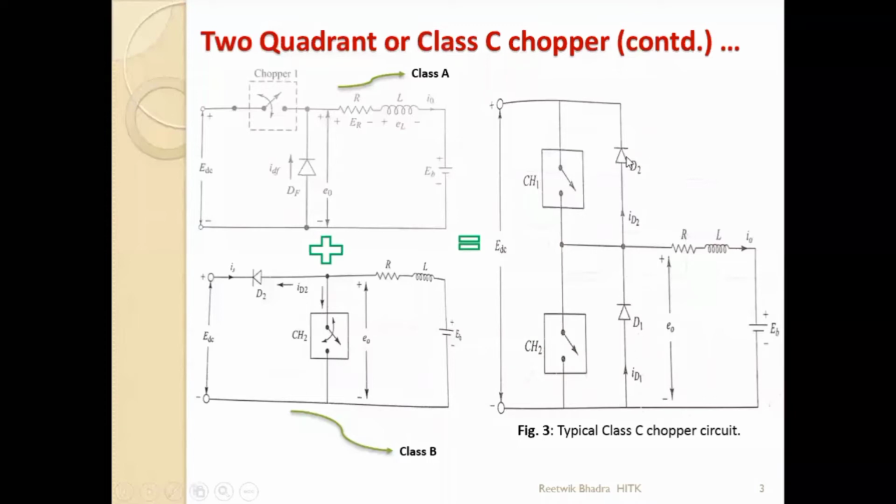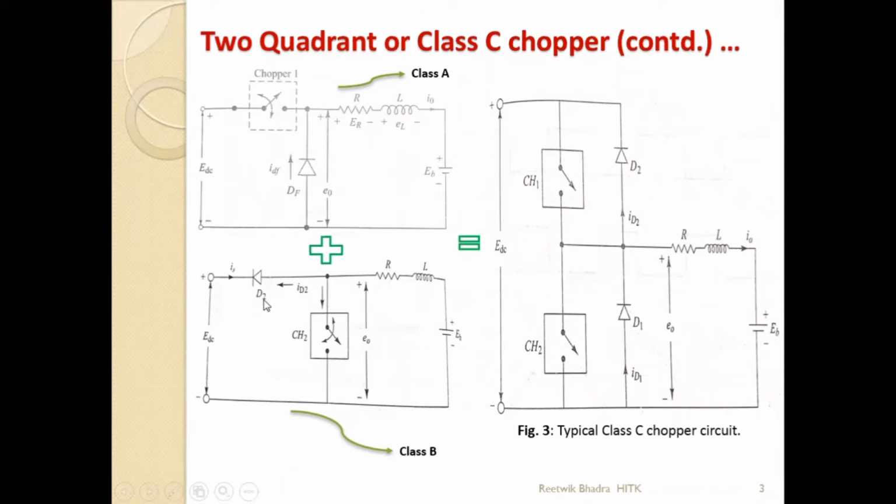Forget about this two now. So there is a diode connected over here. So this part of the circuit, which consists of CH1, D1, RLE as well as EDC, forms your class A part.